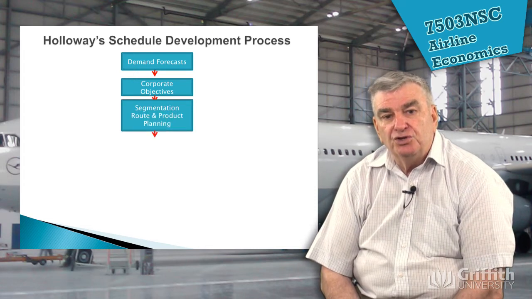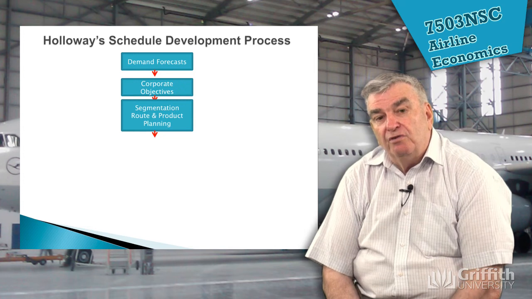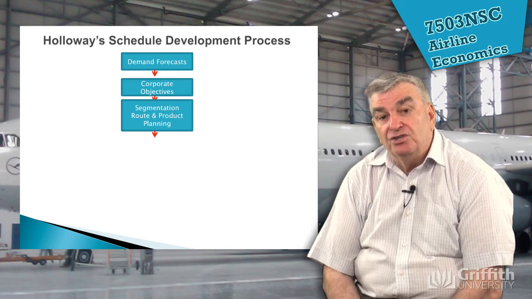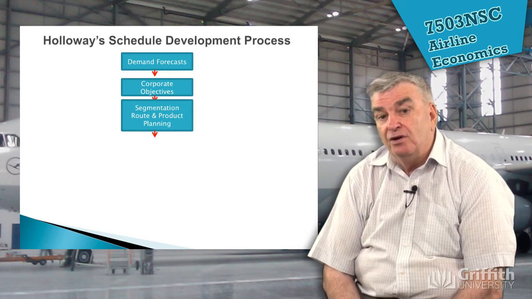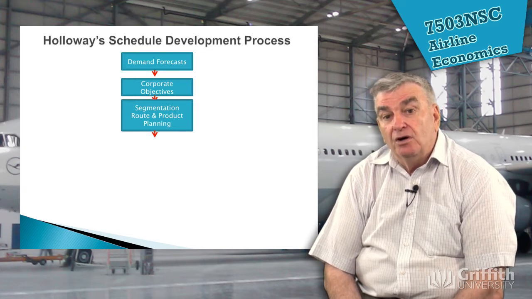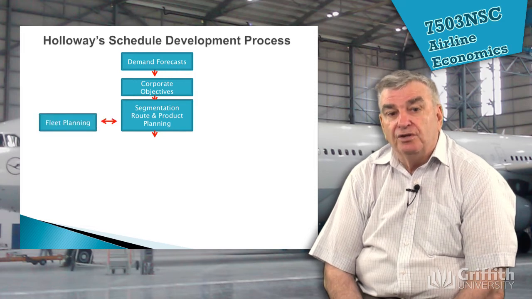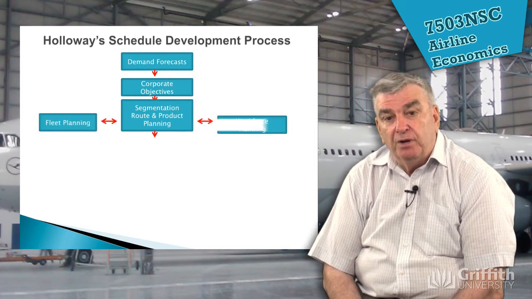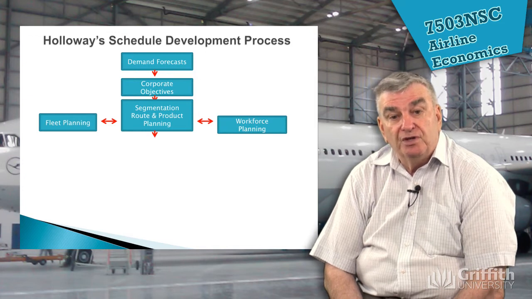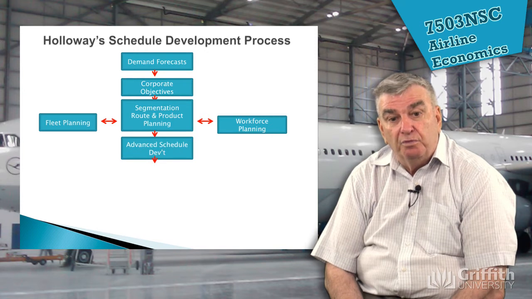Then we take a look at the segmentation, the route and the product planning. That is, what's going to be the number of first class seats, business class seats, economy? How are we going to break down those areas? What's the actual product that we're going to be offering on the different routes? Will we have to work in with partners on that? We have to look at our fleet planning. We have to look at the workforce. Do we have enough people to meet what we want, or do we have to take on more people?